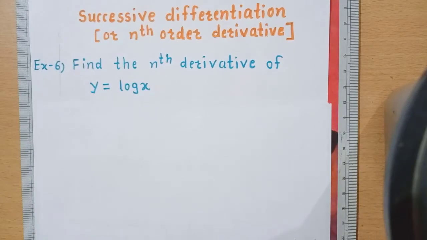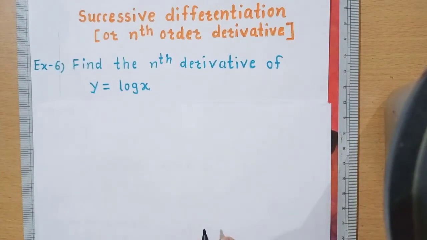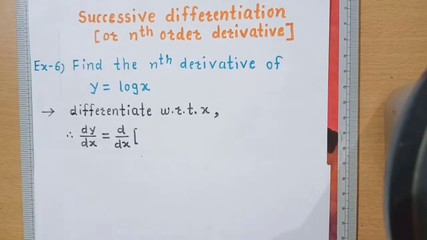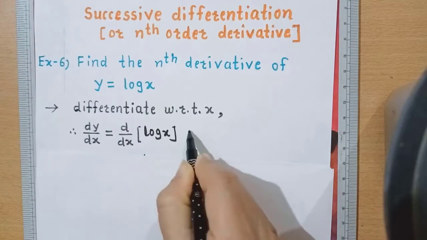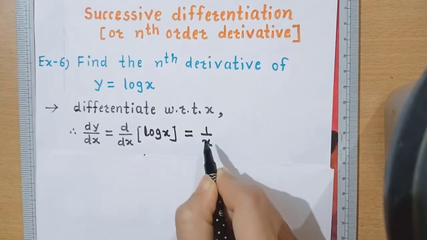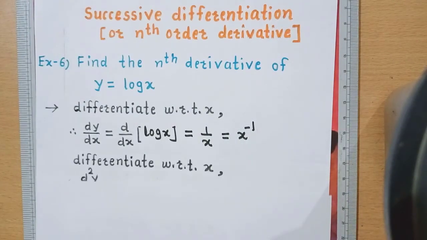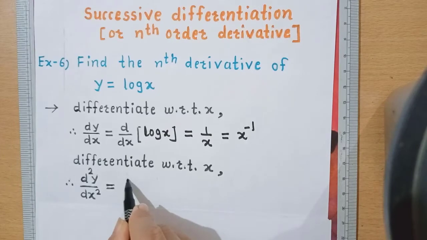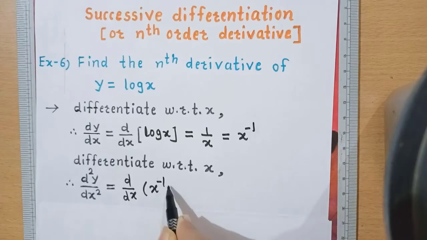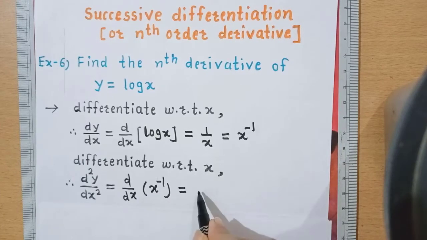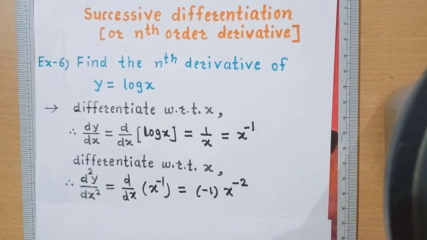Our first example is this: find the nth derivative of y is equal to log of x. Now differentiate this. So we have dy by dx is equal to d by dx of log x and that is equal to 1 upon x. Again we will write this as x raised to minus 1. Now again differentiate. So d square y by dx square is equal to d by dx of, we will write this x raised to minus 1. Again we will use the x raised to n formula. So here minus 1 x raised to minus 2.